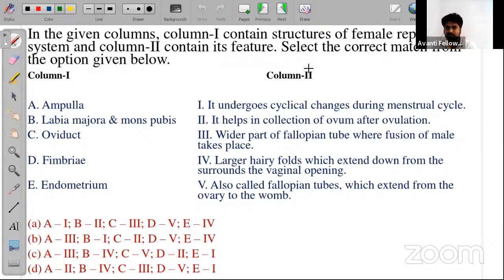उसमें ऑप्शन को कैसे पिकअप करना है, तो एक सिंपल सा ट्रिक बताता हूँ.